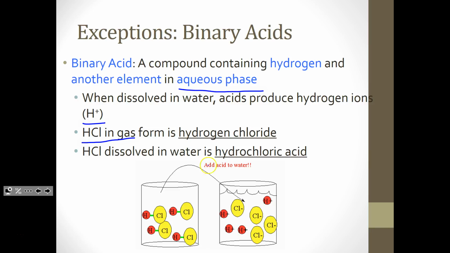But when HCl is dissolved in water, like what you see down here in the picture, if you drop those HCls in water, they're going to ionize. It's going to produce all these hydrogen ions that you see here, and that is what makes it acidic. So if you see HCl in the aqueous form, now you know to name it according to acid rules, because now it's in the acidic state. Hydrogen chloride and hydrochloric acid have different properties, so that's why it's important to name them differently.